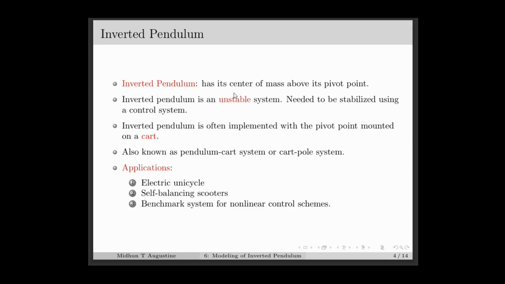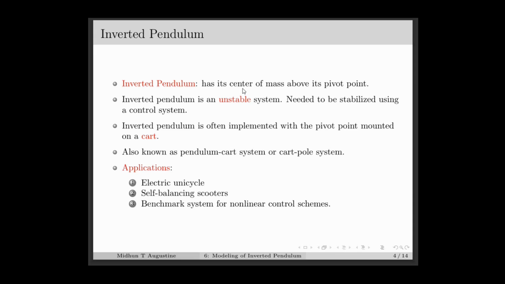In general, an inverted pendulum is a pendulum which has its center of mass above its pivot point. And this makes an inverted pendulum an unstable system, which has unstable dynamics with respect to its equilibrium point, which is considered as the vertically upward position or the zero angle position. Now, if we need to maintain the inverted pendulum in the vertically upward position, we need to stabilize it using some control scheme.